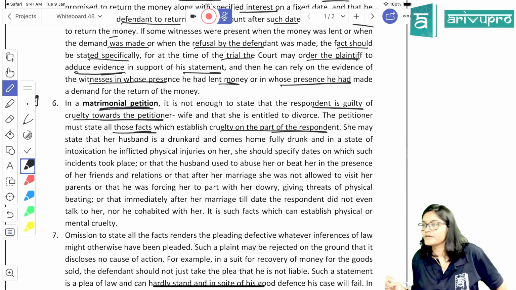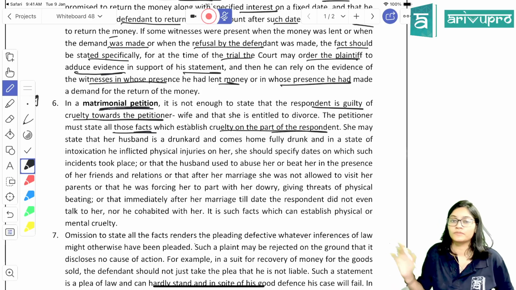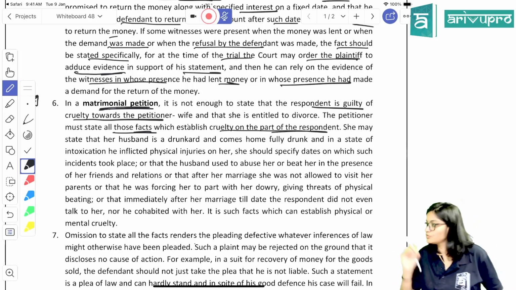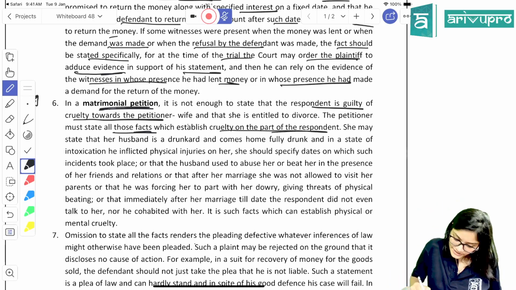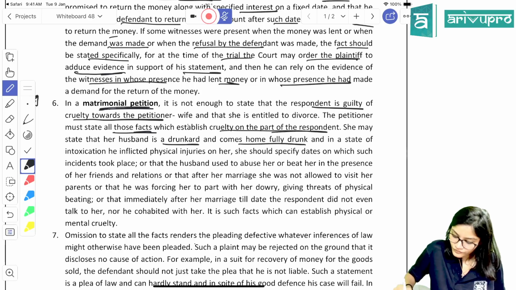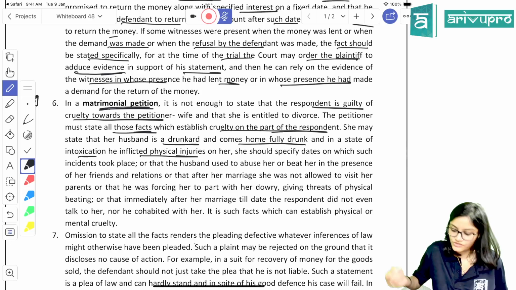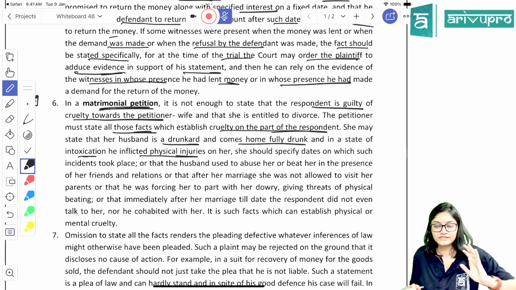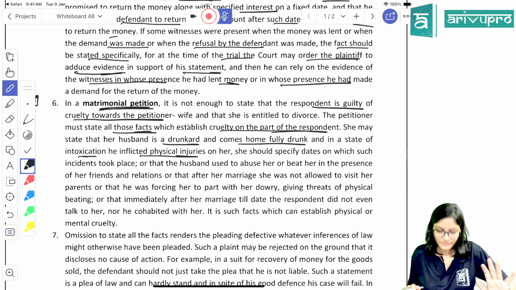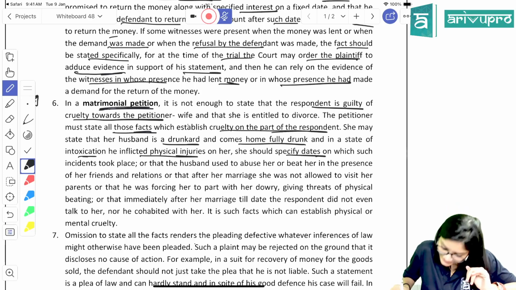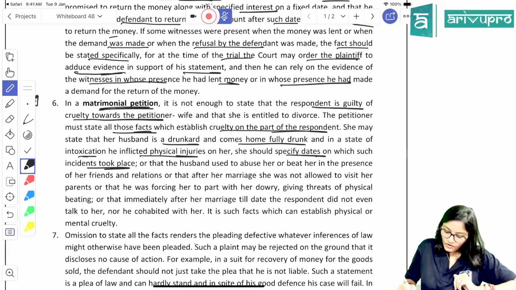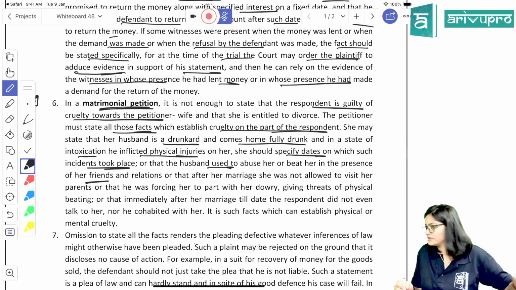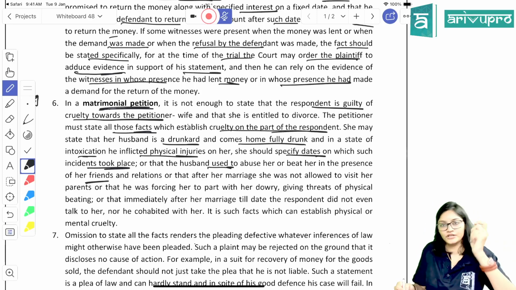The wife can say, for example, that the husband is doing domestic violence. Mention those facts, right? She may state that her husband is a drunkard and comes home fully drunk, and in a state of intoxication he inflicted physical injuries on her. He daily drinks, he comes home and then he beats. That you can mention. Should specify dates on which such incidents took place, or that the husband used to abuse her and beat her in the presence of her friends. If any friends or relatives were there, you can mention that.